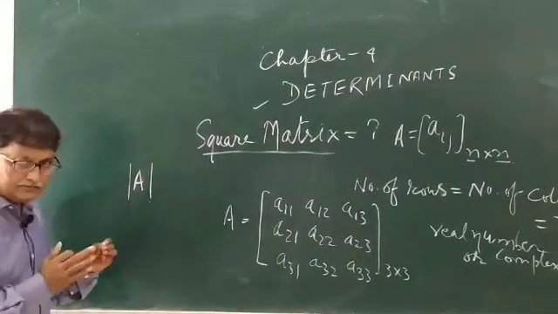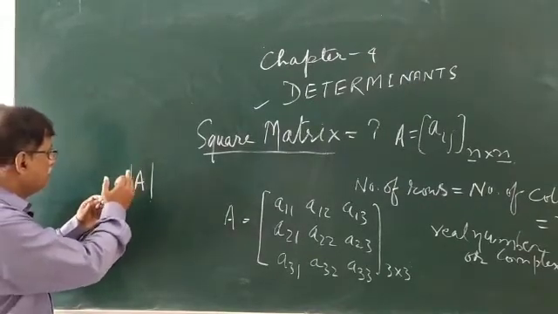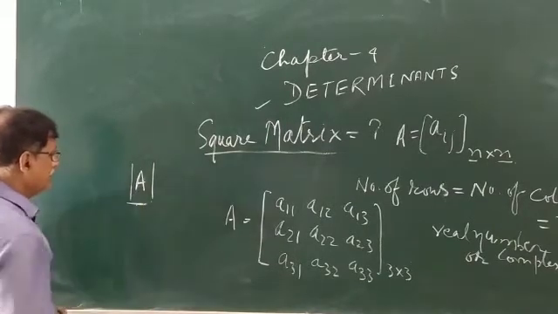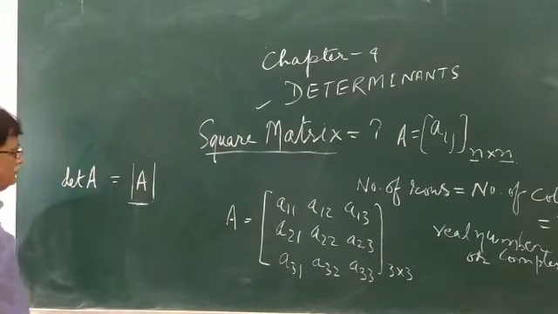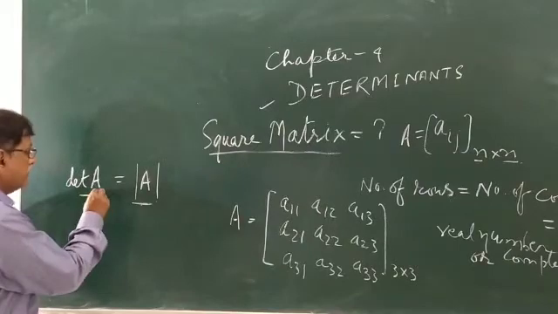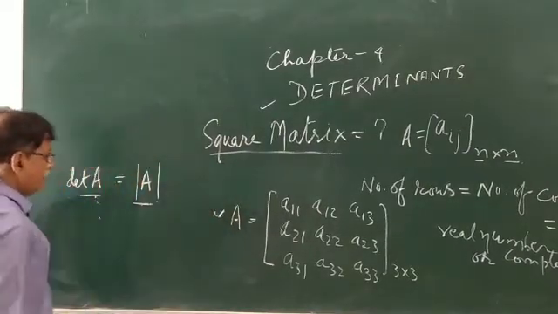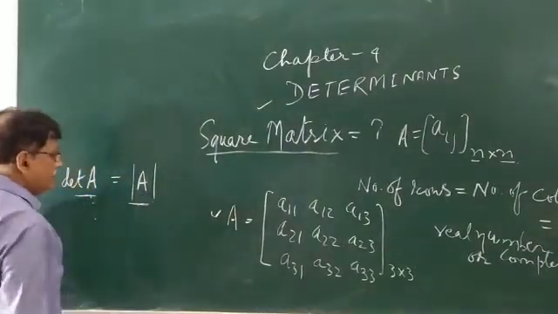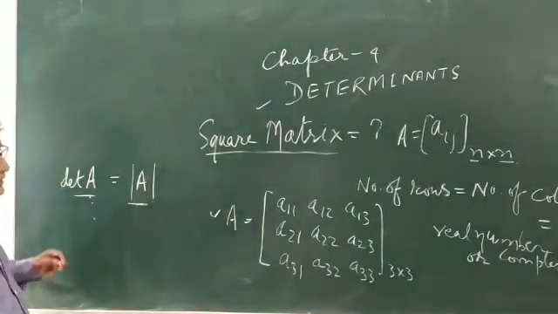Between two straight lines, when you write matrix A, when you show it in two straight lines, that is called determinant of a matrix A. It can be written determinant A. Now this is the determinant of A, and this value is associated with this matrix. So the value of determinant is associated with the square matrix, and that is called determinant A.